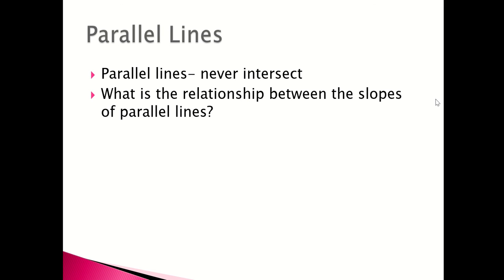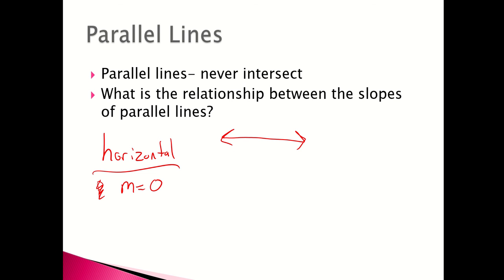There's one last thing I want to share with you. We talked about parallel lines, horizontal lines. Horizontal lines, their slopes are 0, right? So if you're not going up or down at all, there is no vertical change. Slope has to do with vertical change over horizontal change. So there is no vertical change. So it's going to be 0 divided by something, which is always going to be 0.